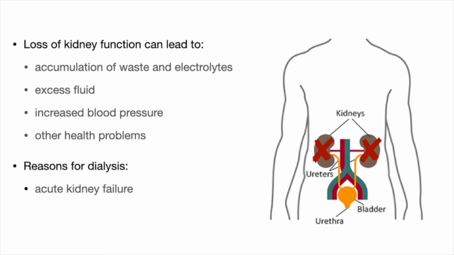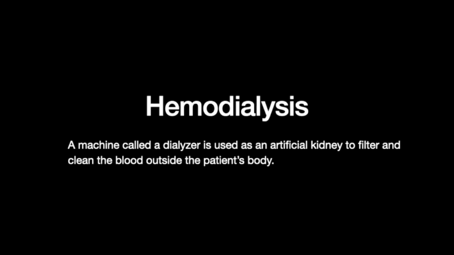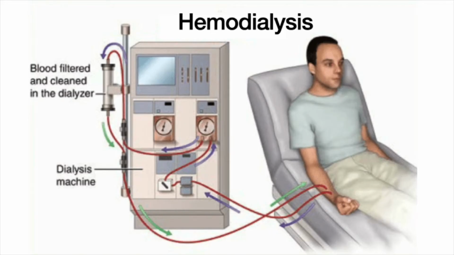of normal function. Since dialysis is a treatment that purifies the blood using a machine, dialysis treatment can also be used to remove drugs or poisons from the blood in the case of an accidental poisoning. In one type of dialysis called hemodialysis, a machine called a dialyzer is used as an artificial kidney to filter and clean the blood outside the patient's body.